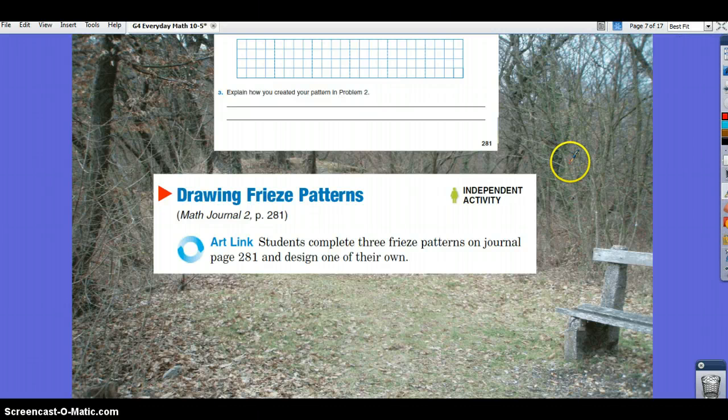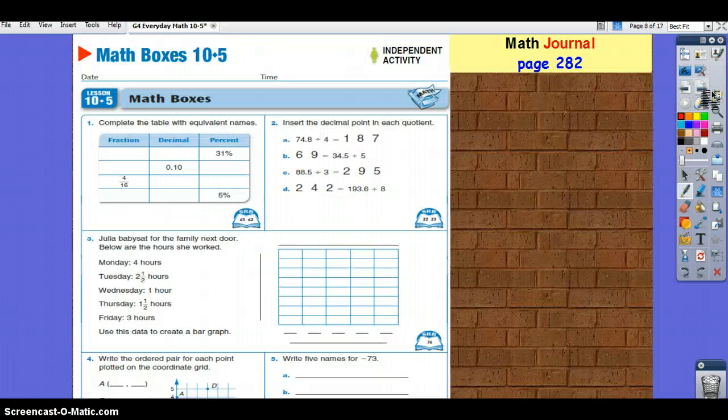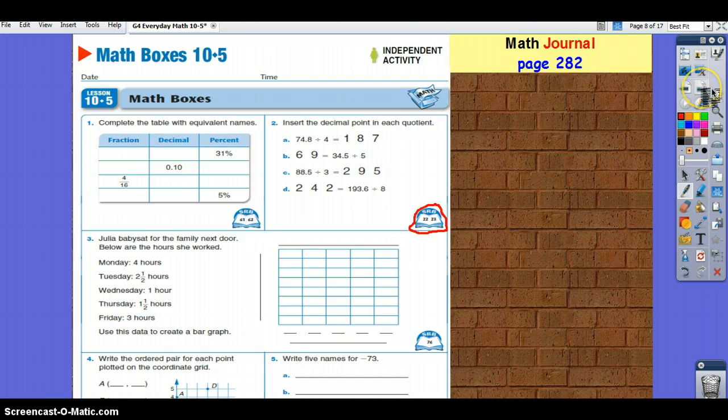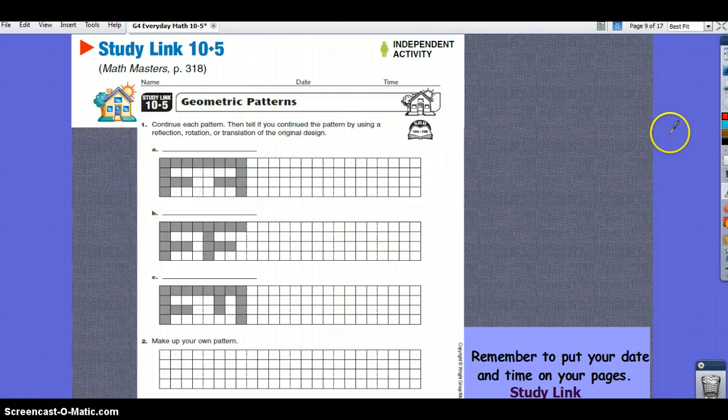Drawing frieze patterns. Please go to Math Journal page 281 and complete the 3 frieze patterns on the page, and then have some fun and design one of your own. Don't forget to correct it, and to make sure you did it correctly in the answer key. Next, you'll go to Math Journal page 282. Complete those problems. Again, if you're struggling, first go to your SRB. If you can't figure it out after that, come back and see me. And the final thing you'll do for 10-5 is to continue the patterns that they show you on your study link page.